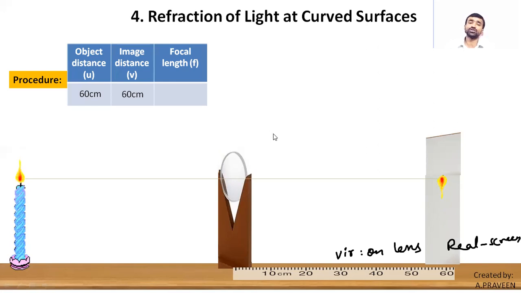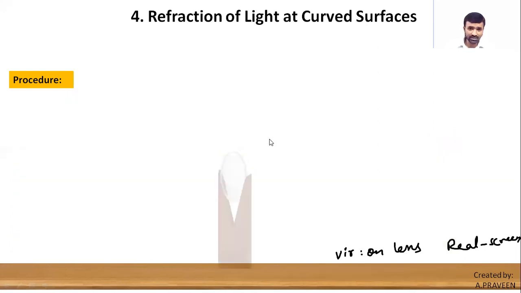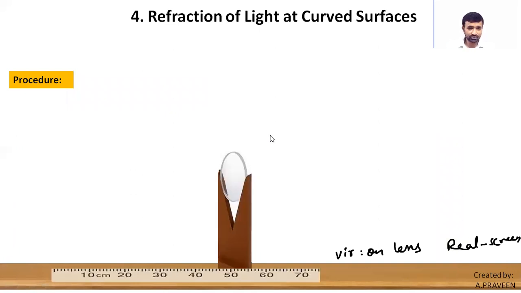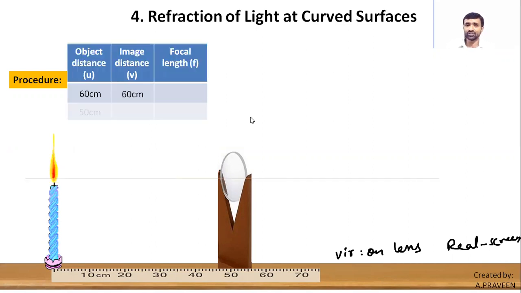Then change the position. Now I'm placing the stand in the same place, but the object distance is 50 centimeters. So at 50, I placed the object here. Then the same process, the same steps will be followed. It is compulsory that it is above the principal axis. Then note the object distance in the table, 50 centimeters. Move your screen to the side opposite the object. Slowly move it.